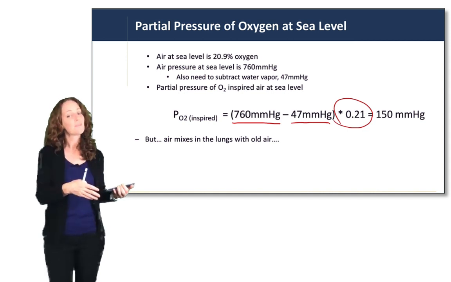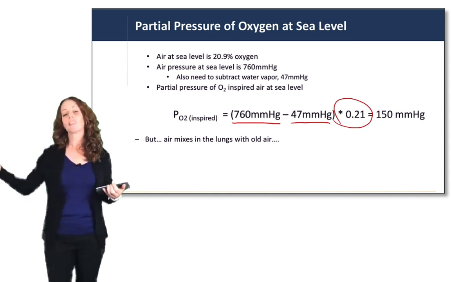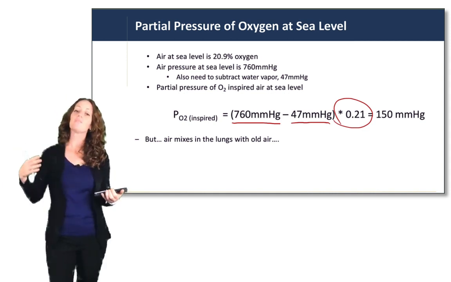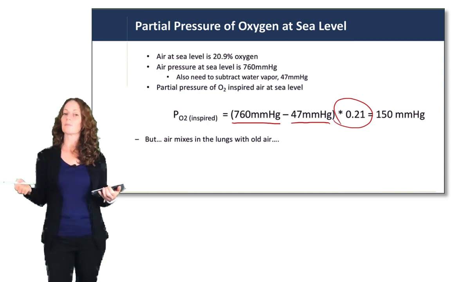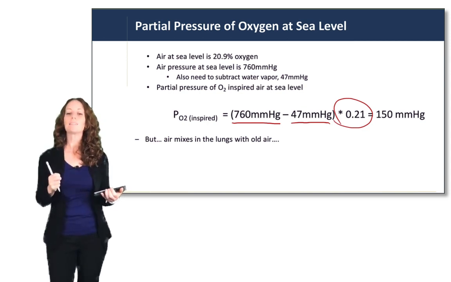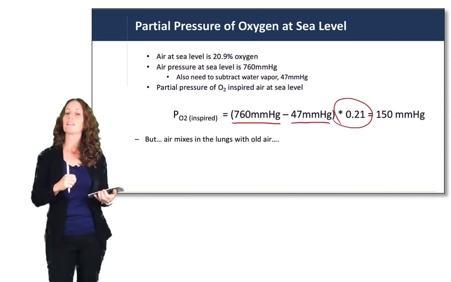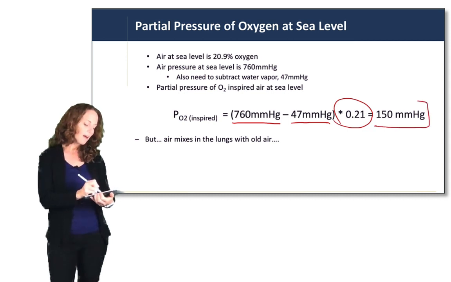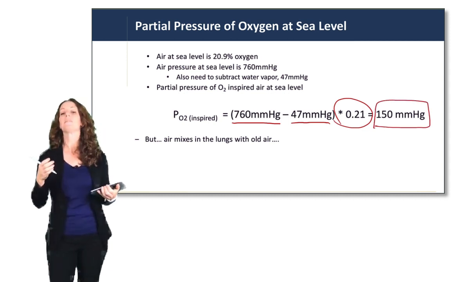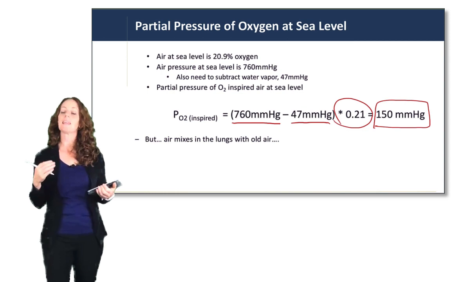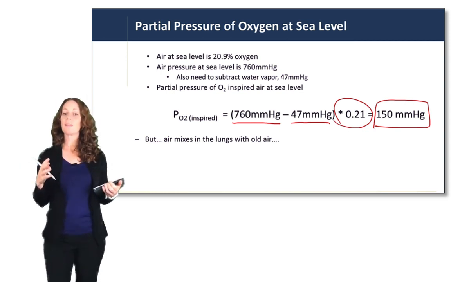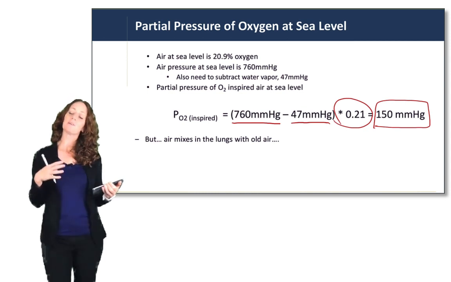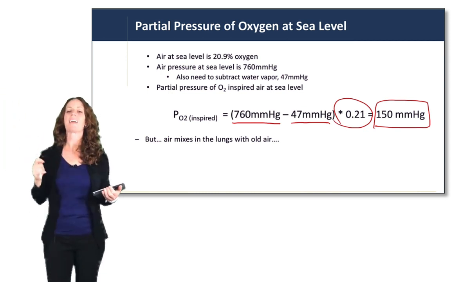By the way, this isn't just for oxygen. We could use the percentages for carbon dioxide, for nitrogen, any of the other gases in the mixture. Here we're just showing for oxygen. Oxygen is 21% of that total gas. And if we get 21% of that number, we're going to end up with 150 millimeters of mercury in inspired air. Remember, this could change with altitude because air pressure decreases as we move up into higher altitudes.